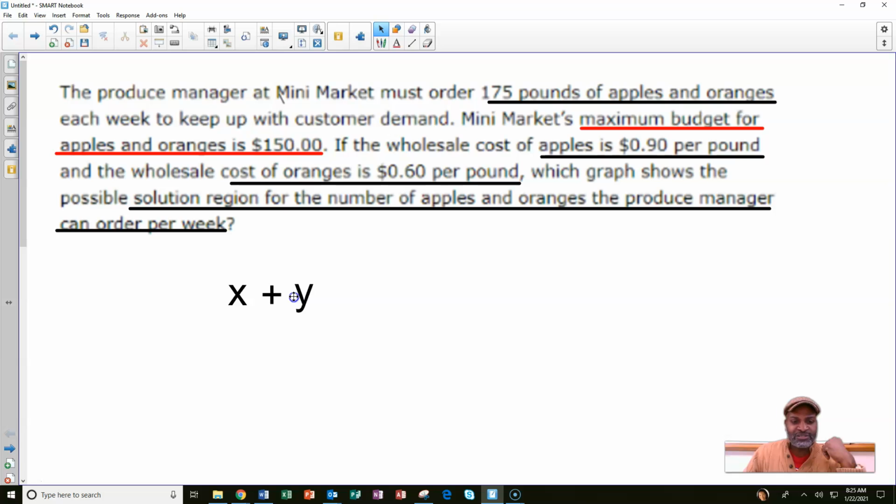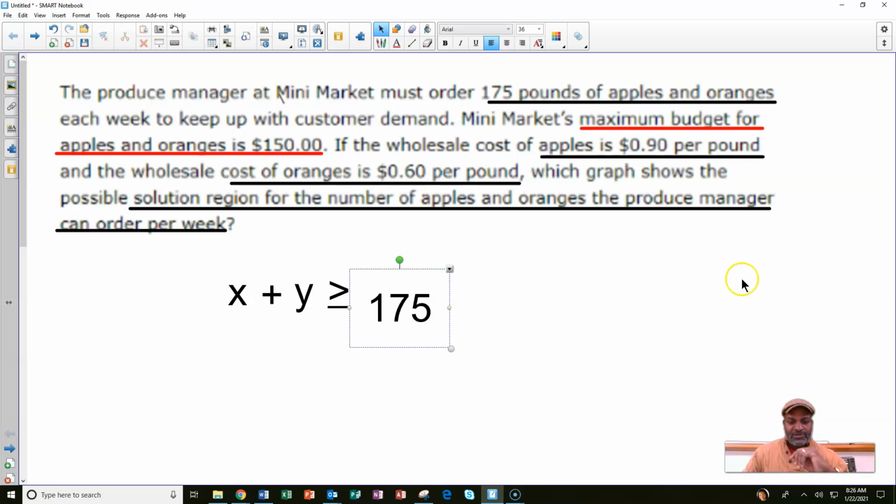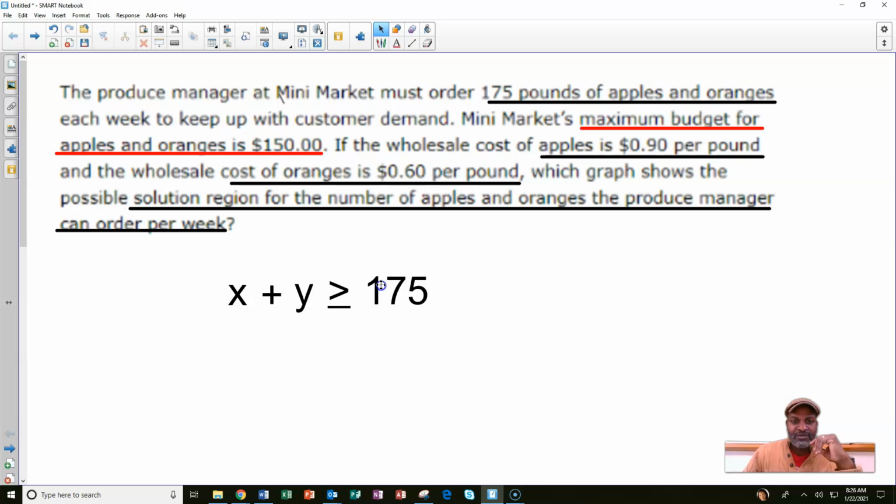He can't do less than that. He's got to do 175 or more than 175, because to keep up with customer demand, if he orders more than 175, then he's kept up. So that's going to be greater than or equal to 175. That's what he must order each week to keep up with customer demand.